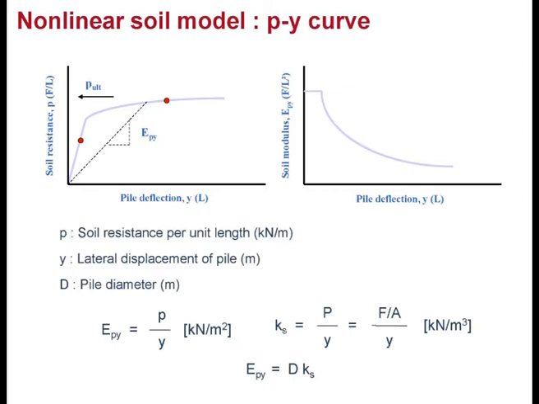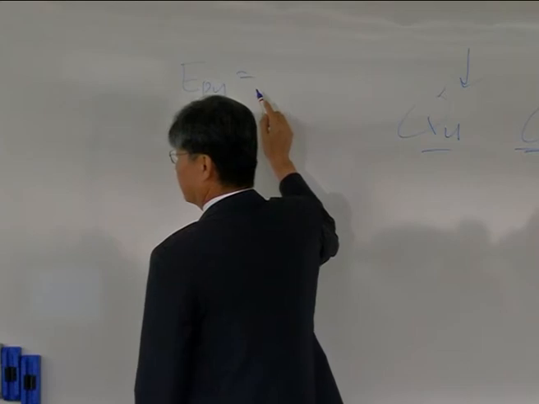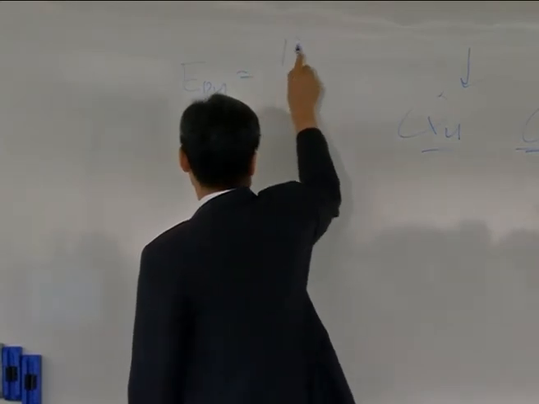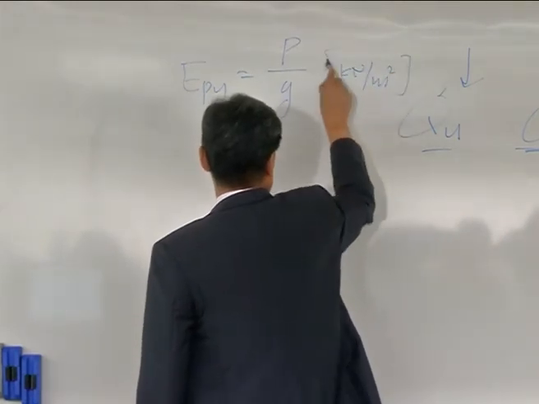I can define P as the soil resistance per unit length. The unit is kilonewton per meter, with the horizontal displacement Y, and this is the pile diameter. If we define, for example, the P like here, and then Y, we call this unit EPY. EPY is P over Y. The unit is kilonewton per meter square, more like that.